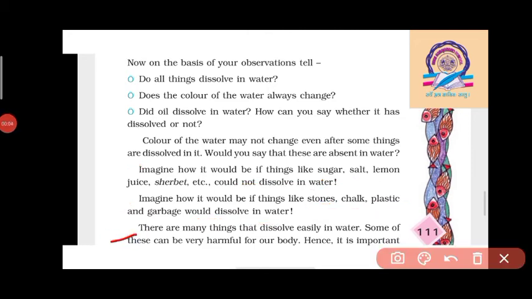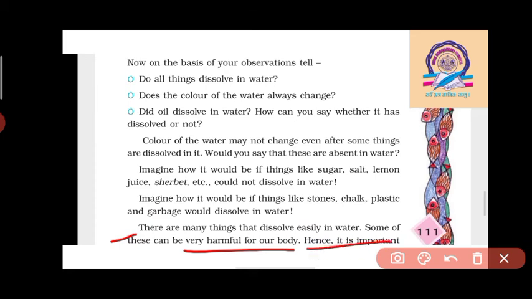Now there are many things that dissolve easily in water, like some industrial chemicals. They are very harmful and they will easily dissolve in water. They just look like water, and if you mix it with water, it will dissolve. We cannot differentiate between water and them. Some of these can be very harmful for our body, but by just seeing it with the naked eye, we cannot differentiate between them and water.